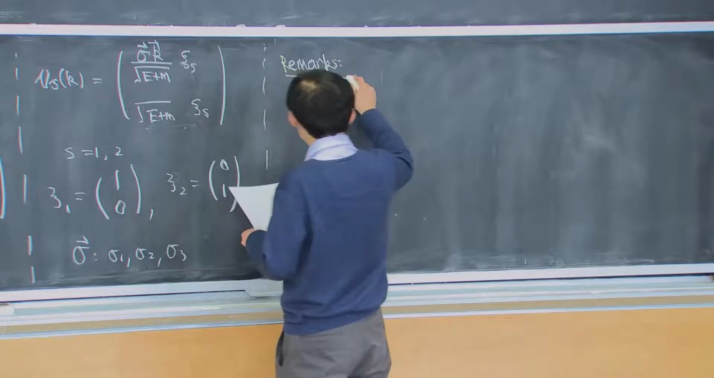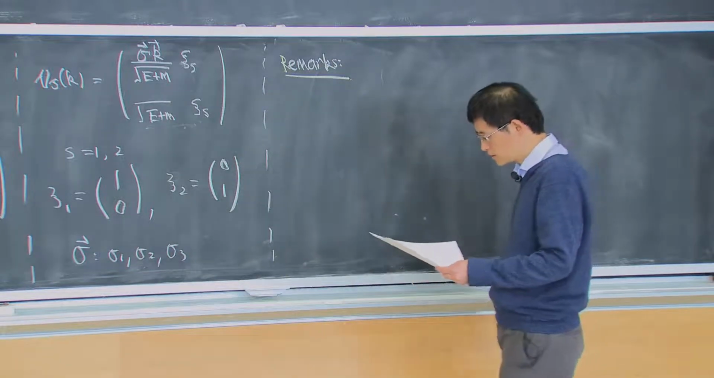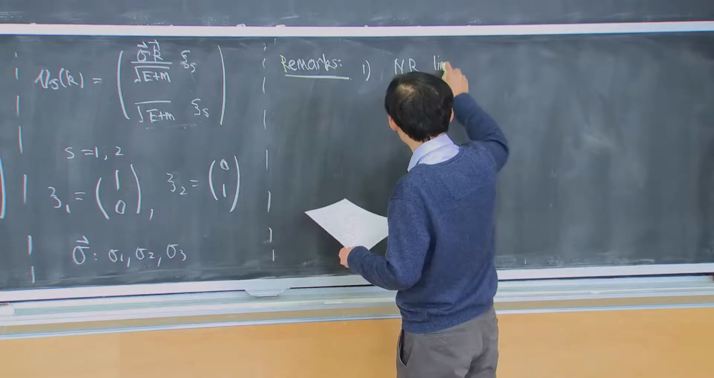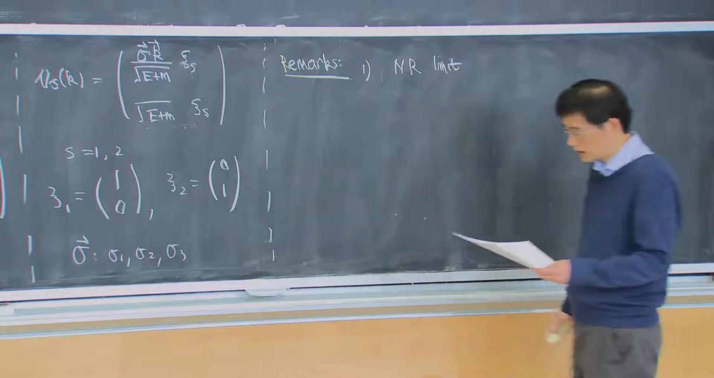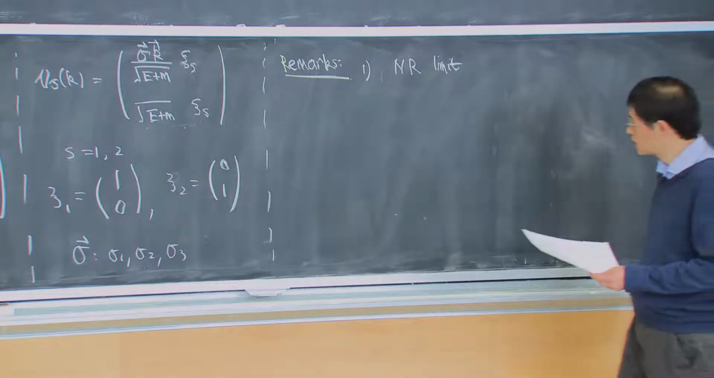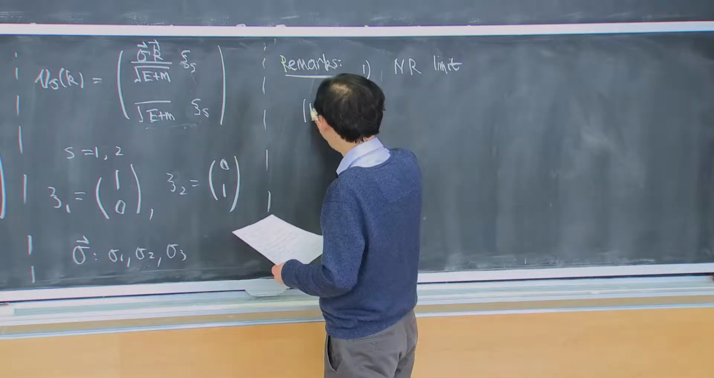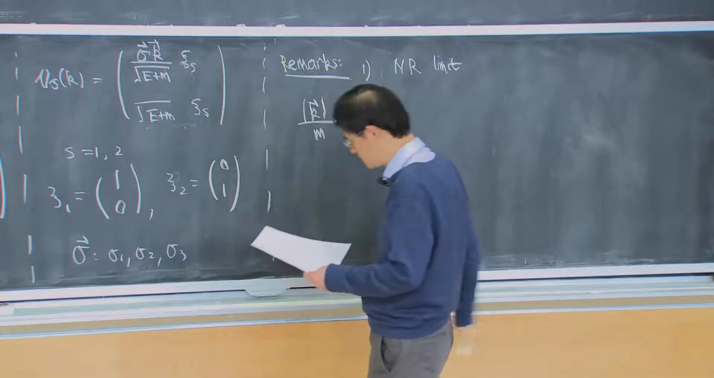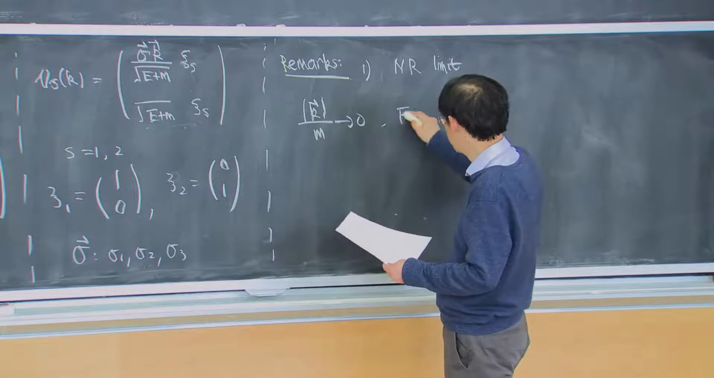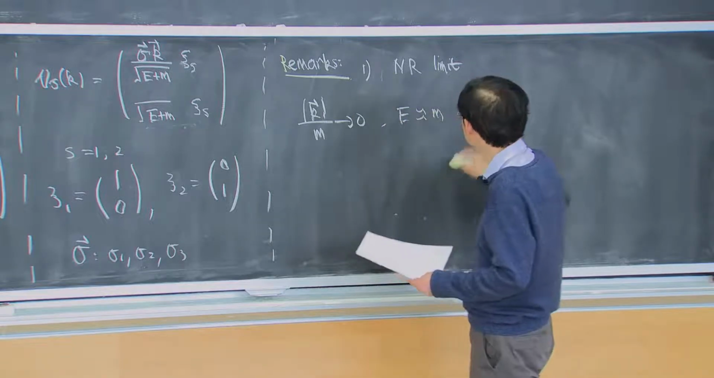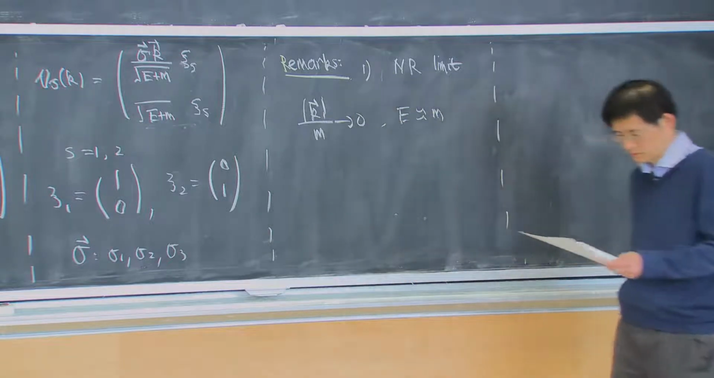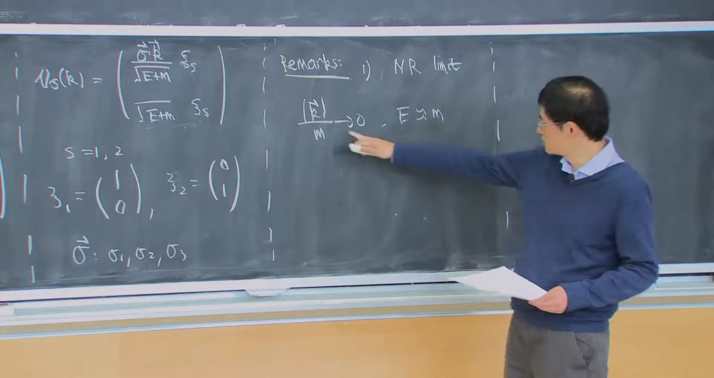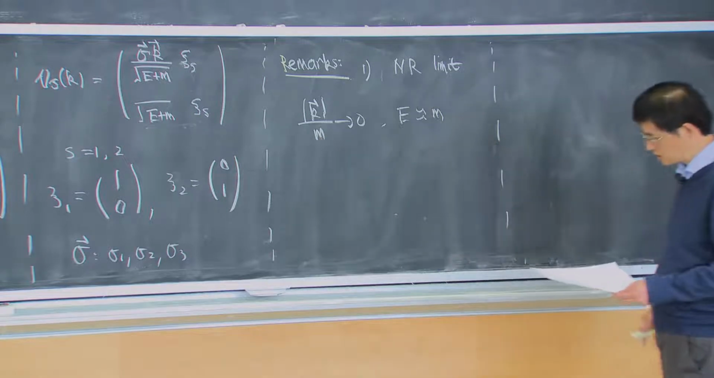Make some remarks. So first is that if we consider the non-relativistic limit, that corresponds to taking the magnitude of K divided by M going to 0. And then in this limit, E would be approximately equal to M.